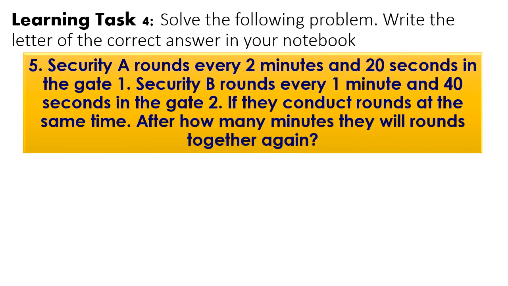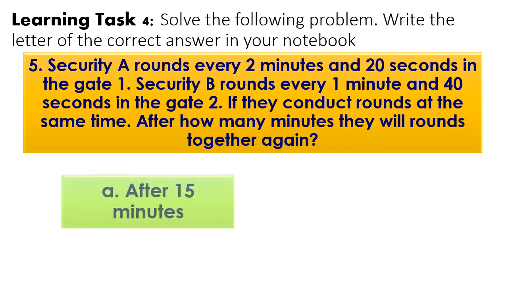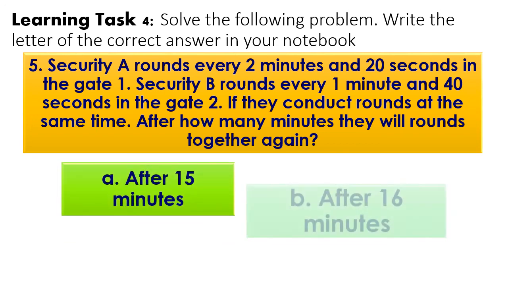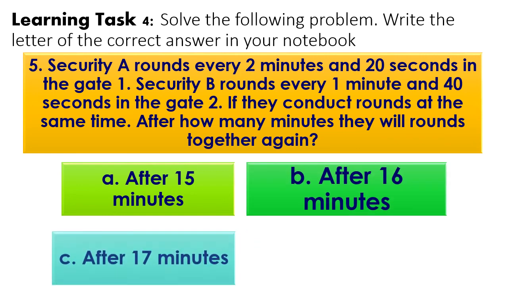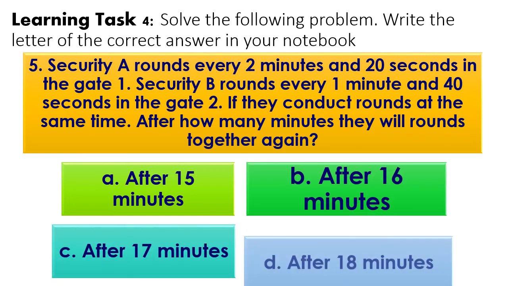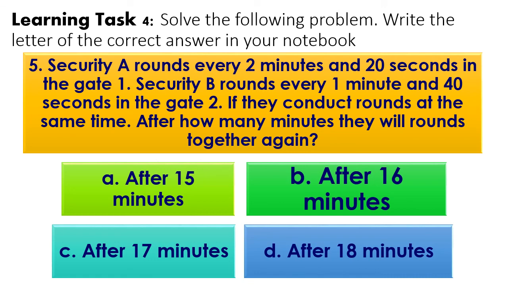Number 5, security A rounds every 2 minutes and 20 seconds in gate 1. Security B rounds every 1 minute and 40 seconds in gate 2. If they conduct rounds at the same time, after how many minutes will they round together again? Okay, A after 15 minutes, B after 16 minutes, C after 17 minutes, and D after 18 minutes. For this one, this will be bonus. Walang sagot. Dito kasi sa choices, wala dyan eh. You know why?